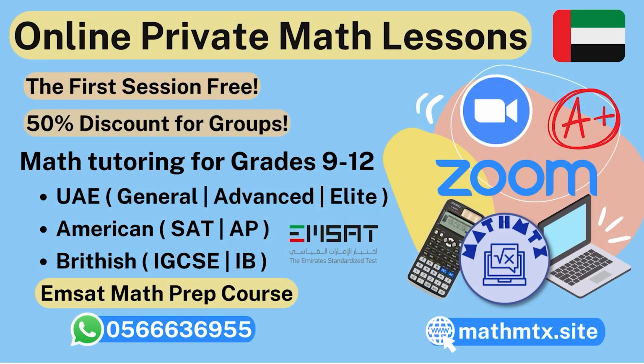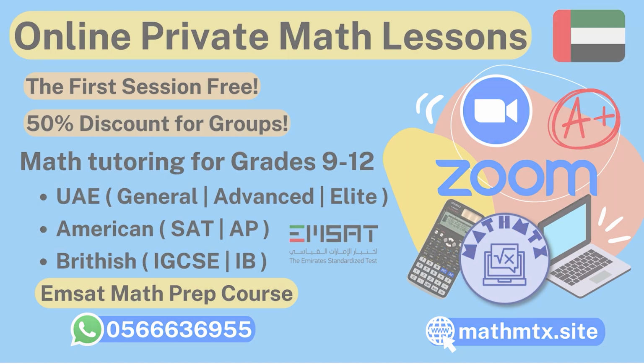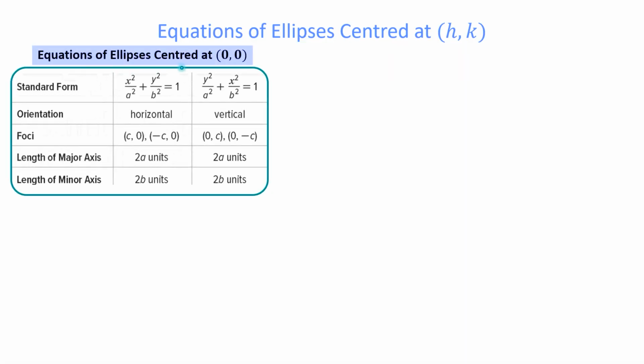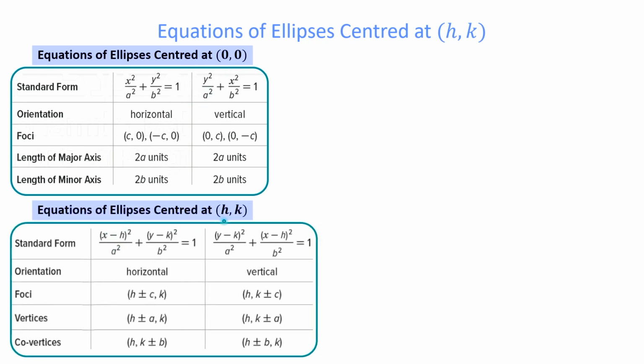Okay, with that said, let's get back to our lesson. Now, we've looked at equations of ellipses centered at the origin (0, 0), and these are the two equations. If we look at the equations of ellipses centered at coordinates (h, k), so they're not centered at the origin, these are the two equations we have.